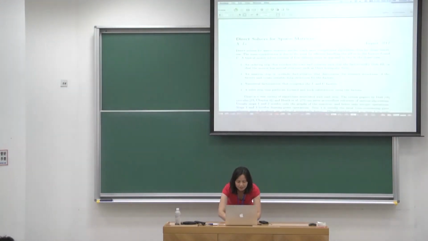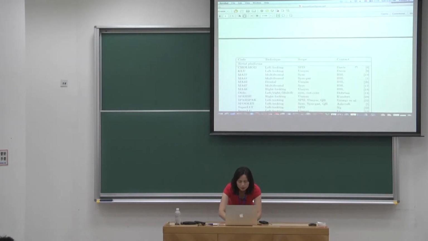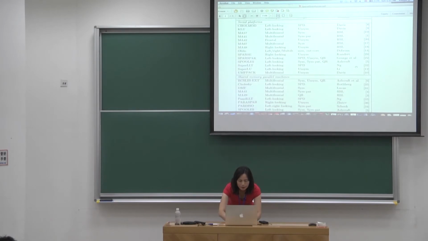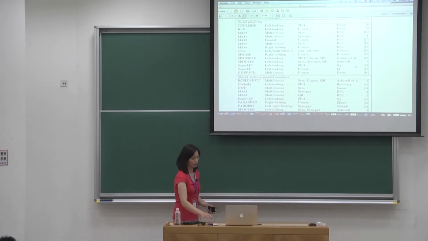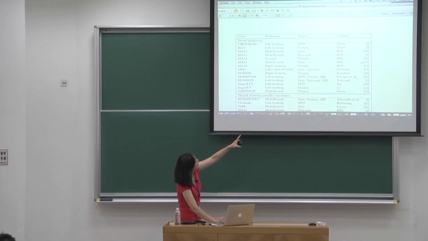So in the beginning, it has a very high-level description about the algorithm, and then it's really this table. For sequential machine, there's a sequential platform, so you get a lot of codes there, and it talks about what's the technique used, whether it's left-looking, right-looking, multifrontal, and what's the scope, whether it solves only SPD problem or non-symmetric, and whether some code has QR, and then the contact where you can get the code.